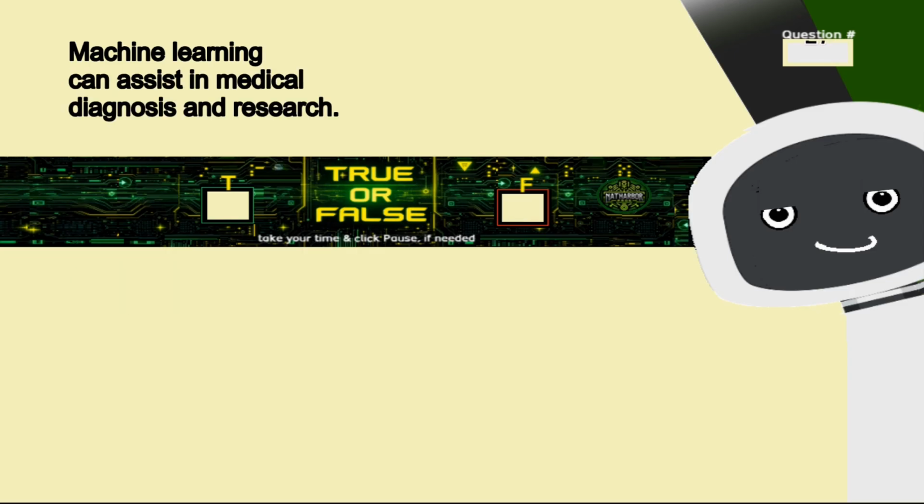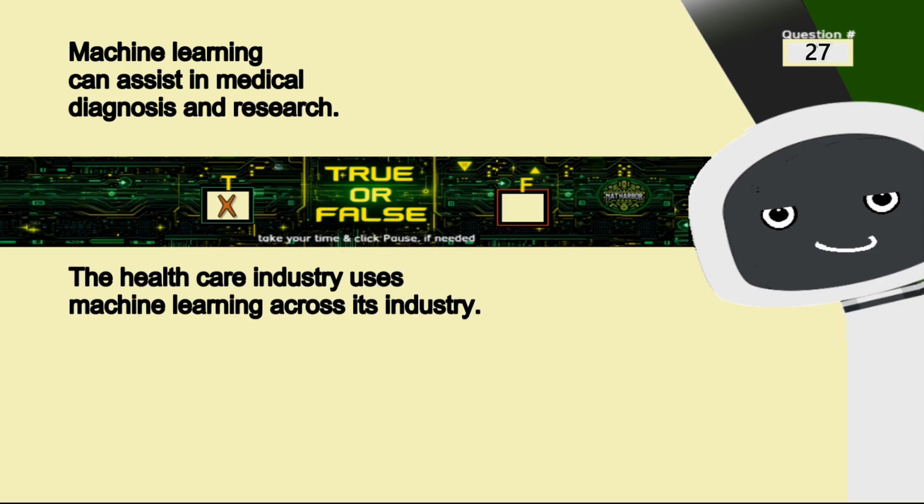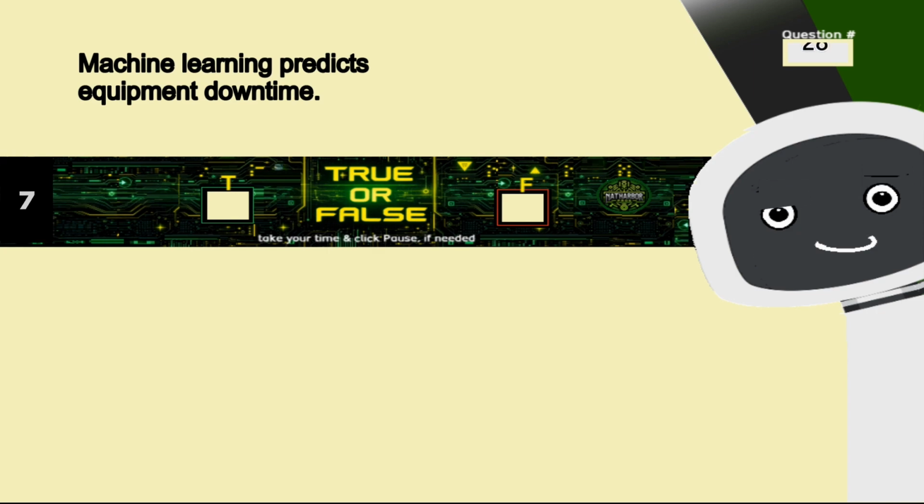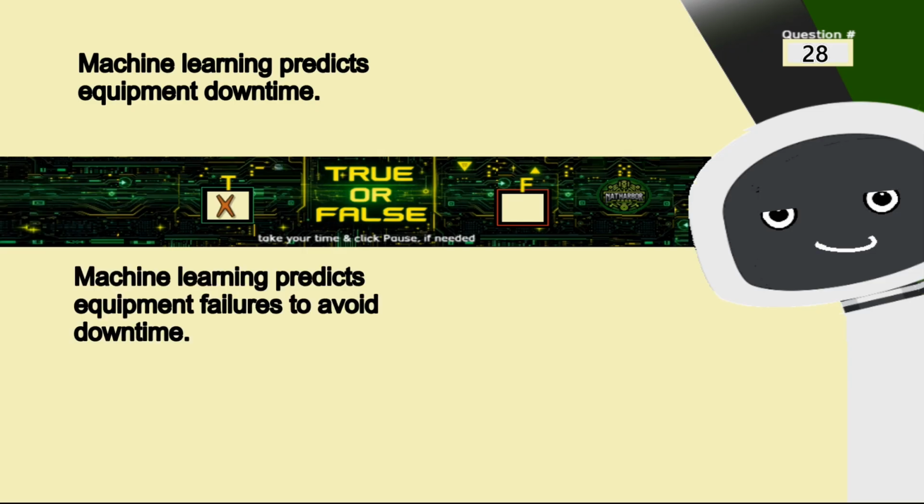True or false? Machine learning can assist in medical diagnosis and research. That's true. The healthcare industry uses machine learning across this industry. True or false? Machine learning predicts equipment downtime. That's true. Machine learning predicts equipment failures to avoid downtime.